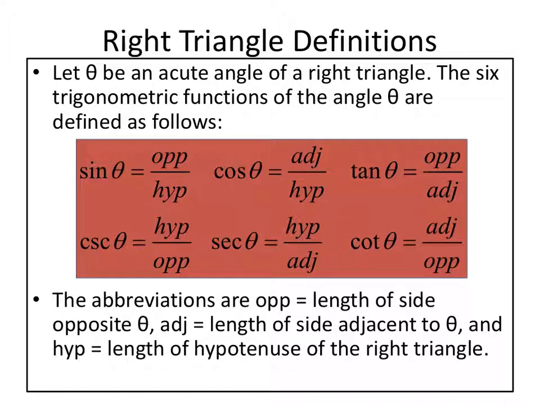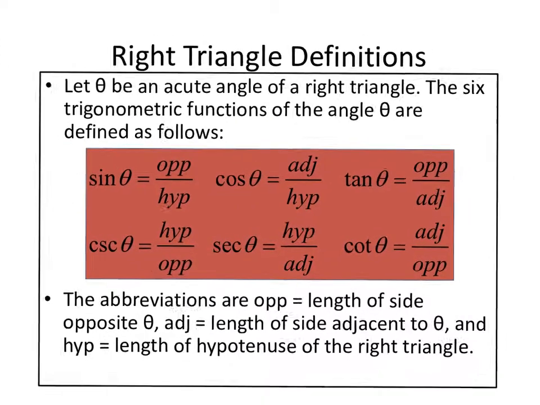So if theta is an acute angle of a right triangle, meaning it's not the 90-degree angle, the six trigonometric functions of the angle theta are defined as follows. Sine of theta is opposite over hypotenuse. The cosine is adjacent over hypotenuse. A tangent is opposite over adjacent. And then we flip them over, right? Just like we did before with the unit circle, cotangent is the reciprocal of tangent. Secant is the reciprocal of cosine. Cosecant is the reciprocal of sine. Opp, adj, and hyp, of course, are the length of the opposite side, length of the adjacent side, and the length of the hypotenuse.